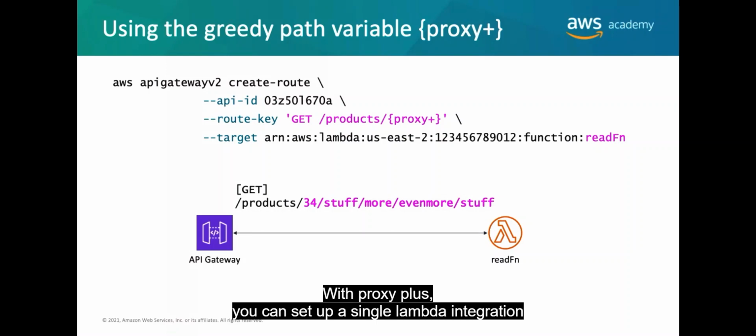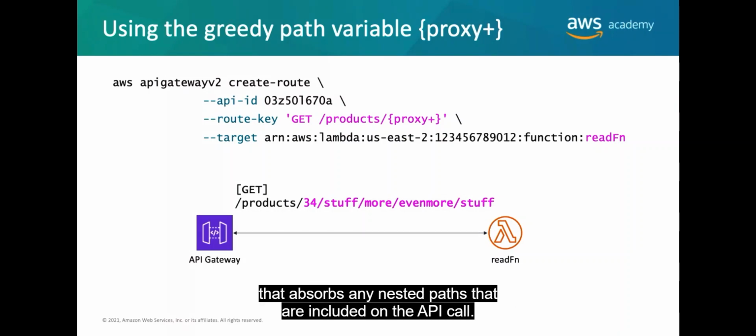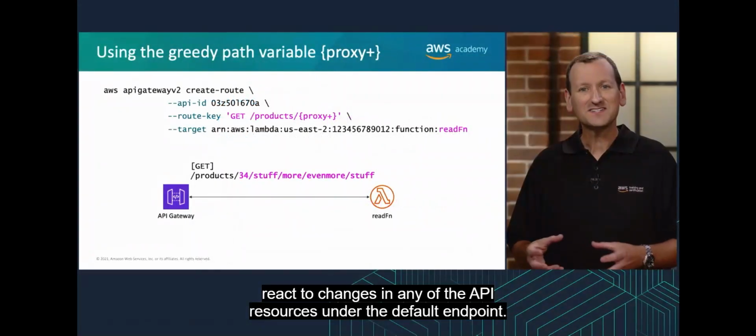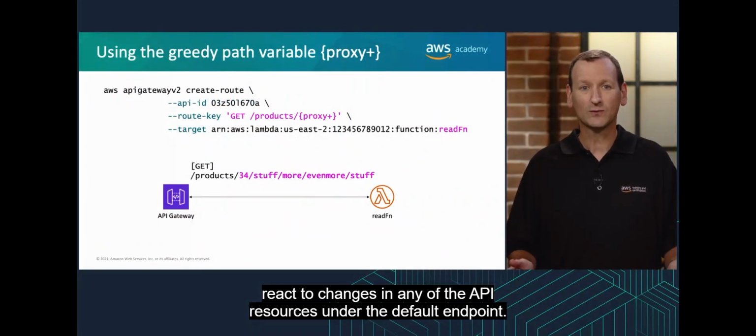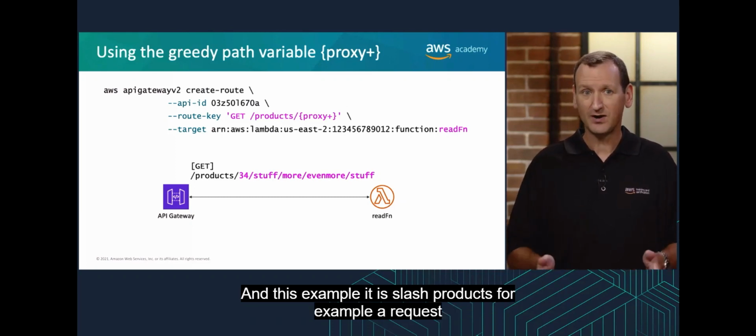With proxy plus, you can set up a single Lambda integration that absorbs any nested paths that are included on the API call. With this approach, you let the Lambda function, or other server-based code, react to changes in any of the API resources under the default endpoint. In this example, it is /products.